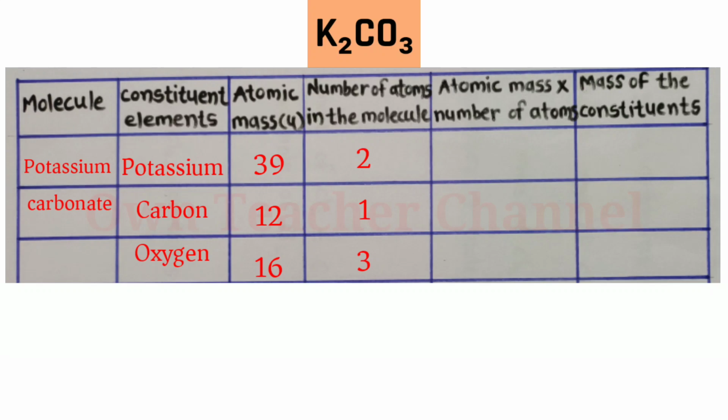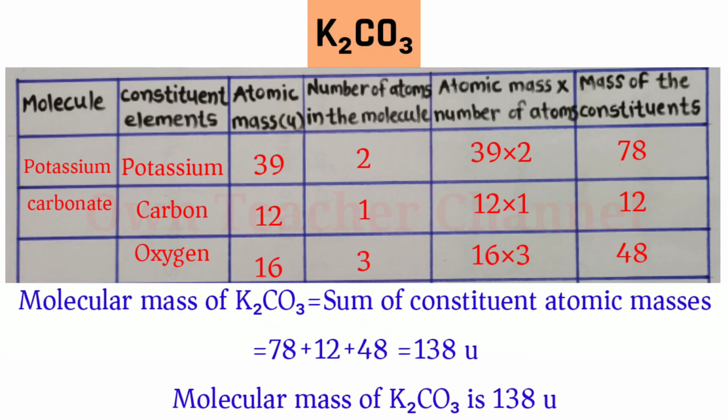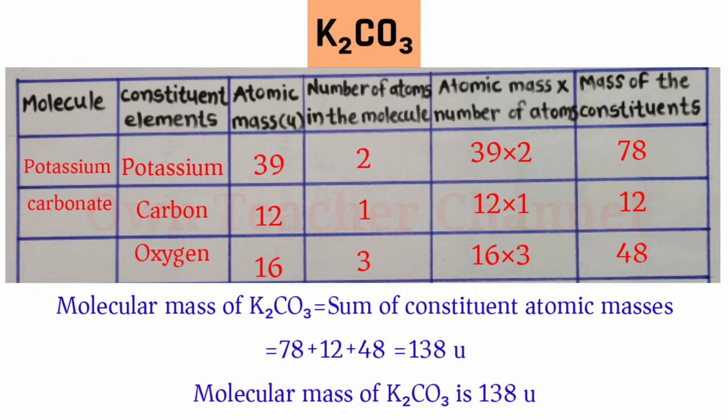Atomic mass into number of atoms: potassium 39 into 2, carbon 12 into 1, oxygen 16 into 3. Mass of the constituents: potassium 78, carbon 12, oxygen 48. Molecular mass of potassium carbonate is equal to the sum of constituent atomic masses: 78 plus 12 plus 48 is equal to 138. Molecular mass of potassium carbonate is 138.